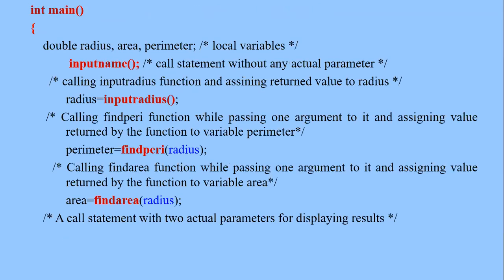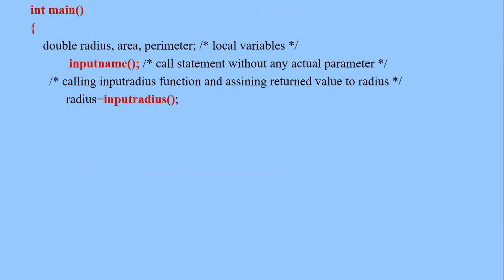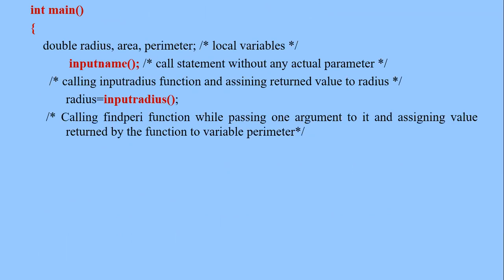So it will be brought here. The value received as input radius will be stored in the memory location called radius. Then control will be taken to the next line. This next line is for another function called find Perry. It is going to send a value stored in the memory location called radius. So the call statement will send a value from the memory location called radius to the function called find Perry.